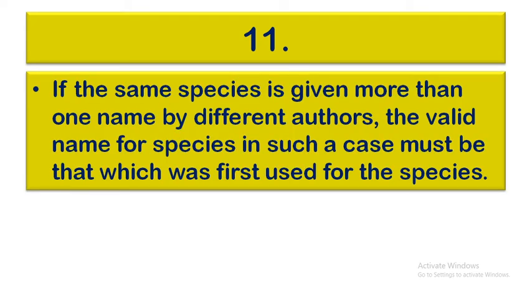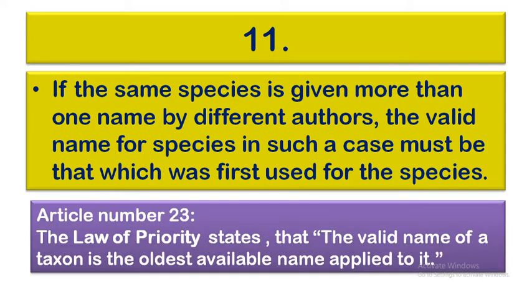If the same species is given more than one name by different authors, if they are studying it simultaneously, but both authors have given different names, so that the species has more names, the valid name for the species in such a case must be that which was first used for the species. Here comes the rule: the first name will get the priority. And article number 23, the law of priority, what does it say? It states that the valid name of a taxon is the oldest available name applied to it. The oldest means the earliest one.